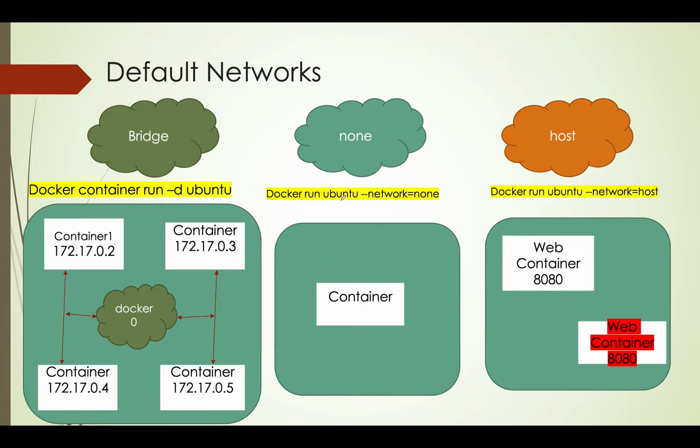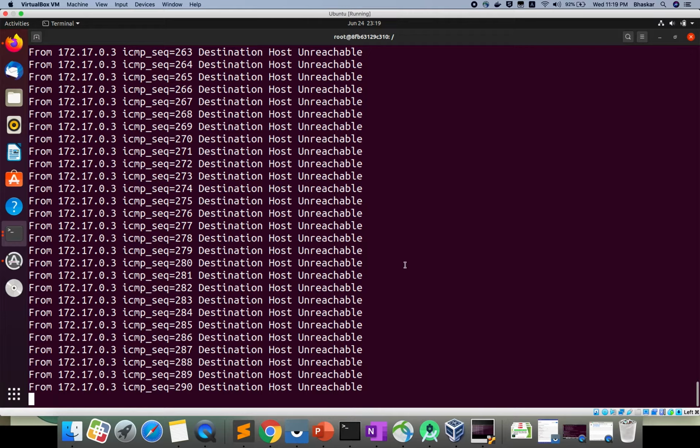This time I will run my Ubuntu machine with network equal to none. Then we'll check the IP, whether the IP really exists or not. Okay, let me go to my Ubuntu machine. See, destination host is still unreachable. Let me exit here.